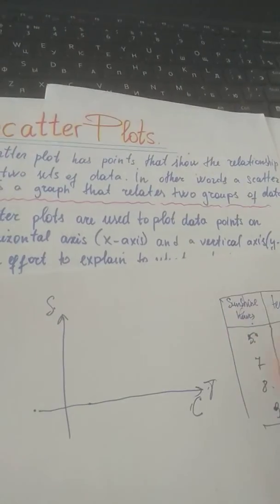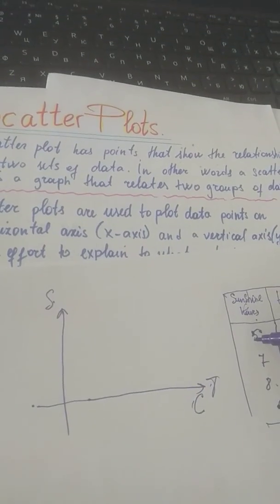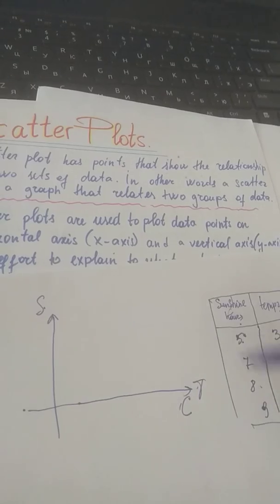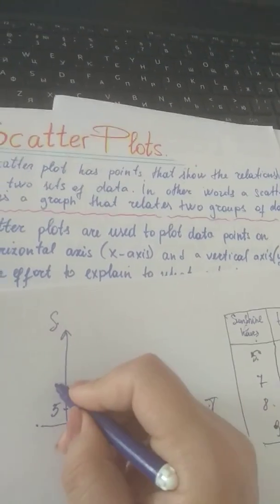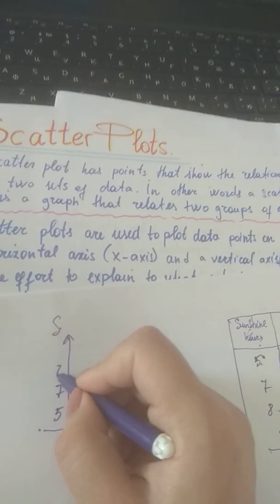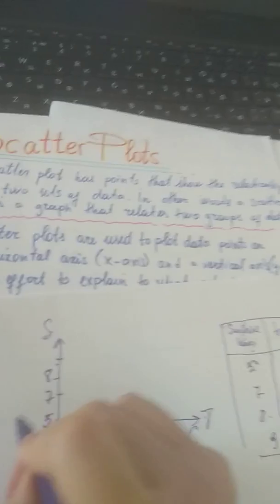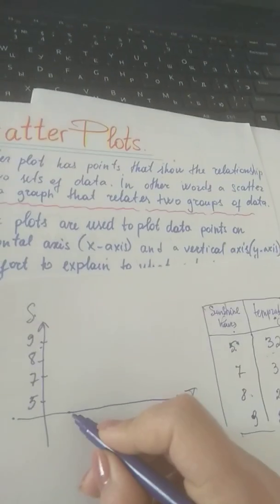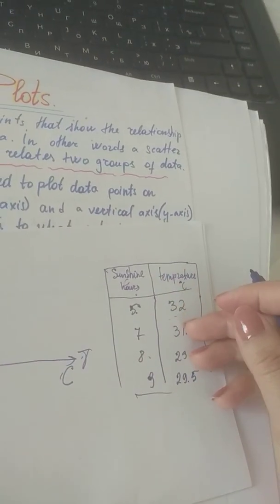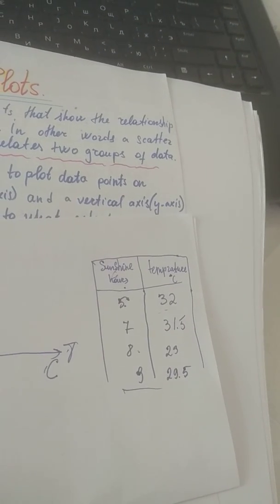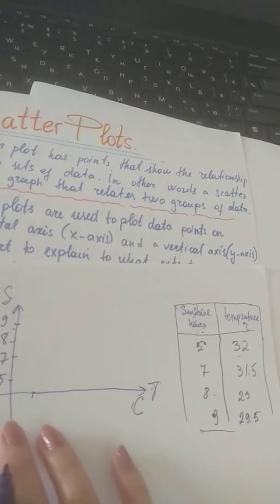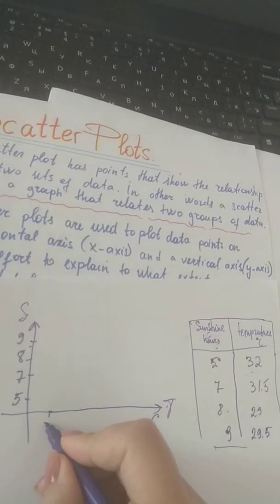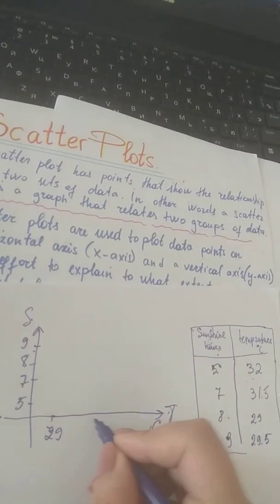Then try to write the numbers in order from the smallest to the biggest. Firstly 5, then 7, then 8, then 9. And again, in the other set of data, we have 32, 31.5, 29, and 29.5. Again, we should write them in order, from the smallest to the biggest. The smallest one is 29.